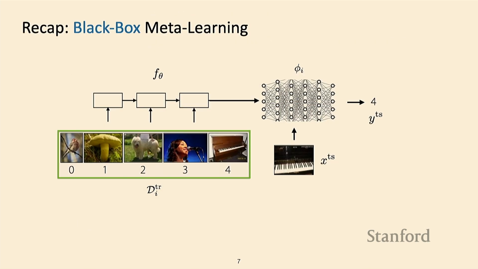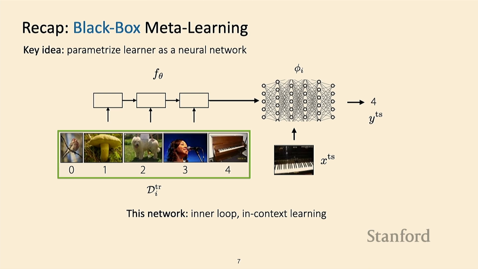Awesome. And then beyond the setup, we've talked about black box meta-learning, where the key idea is to parameterize a learner as a neural network. And this network is the inner loop of the meta-learning process. It learns from a few examples. Sometimes this learning process is also called in-context learning, and you'll see that terminology used a lot in the NLP literature and also used in homework 3. And then when we actually go about training this neural network to learn from these examples, that's the meta-learning process or the outer loop process.